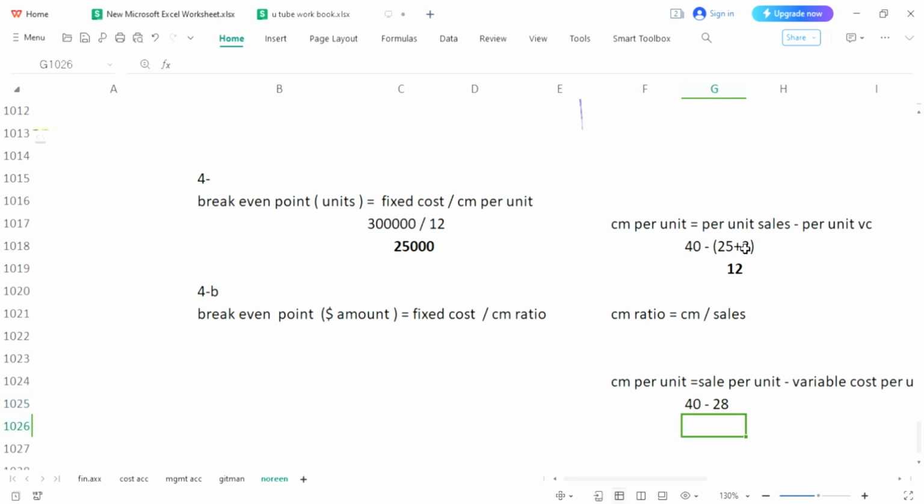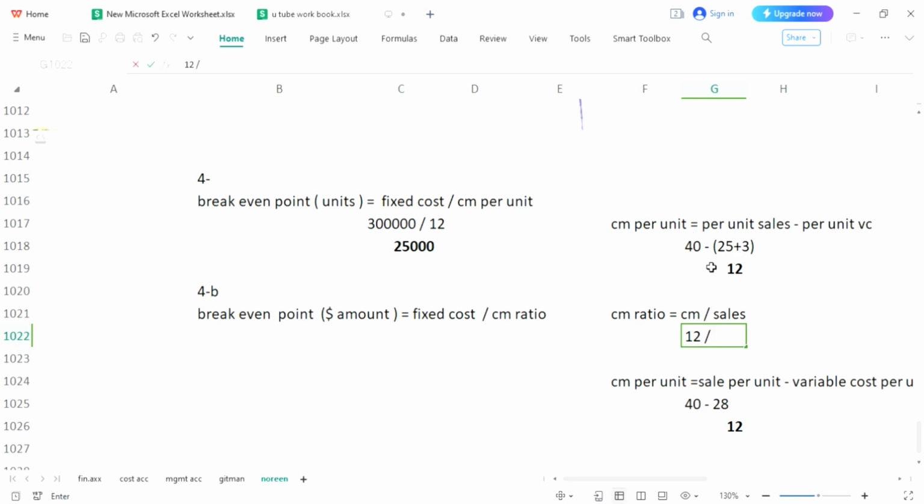Statement completed. Now you can calculate it: 40 minus 28. So 12 would be considered as your CM per unit. Now it's known, this is CM per unit. We have already calculated CM per unit. That was 12. And sales is how much?